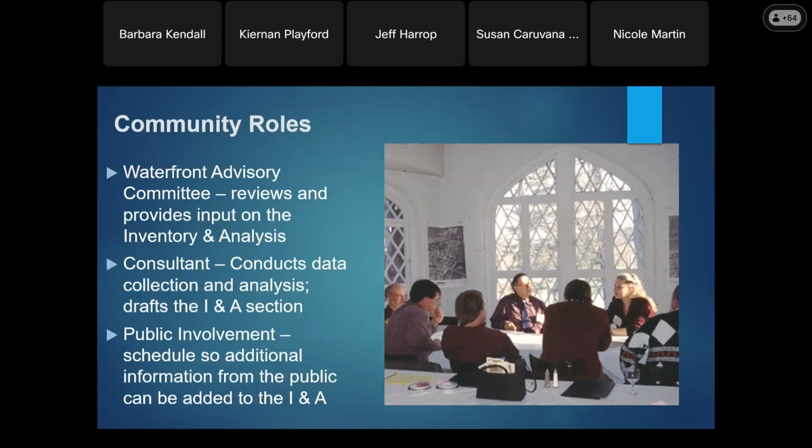Next, here are some community roles. As we indicated, you'll have a Waterfront Advisory Committee who reviews and provides input on the inventory analysis. Then you'll likely hire a consultant who conducts data collection and analysis and drafts the inventory analysis section. And then there'll be public involvement, which involves scheduling meetings to gather additional information from the public, which can be added to the inventory analysis.